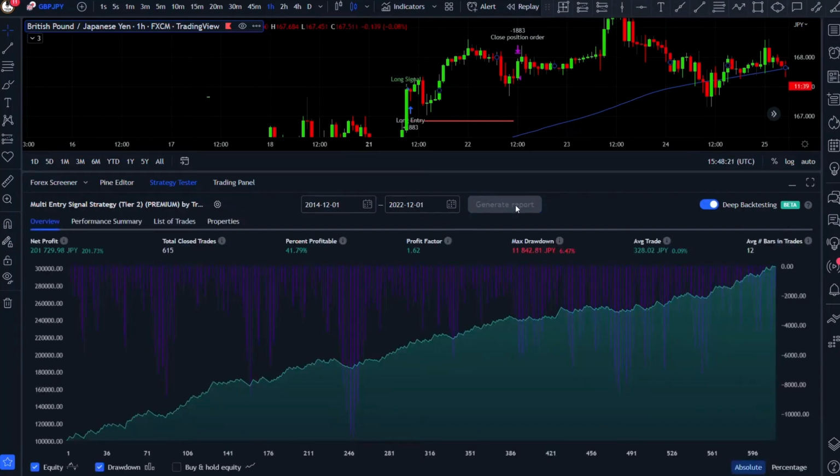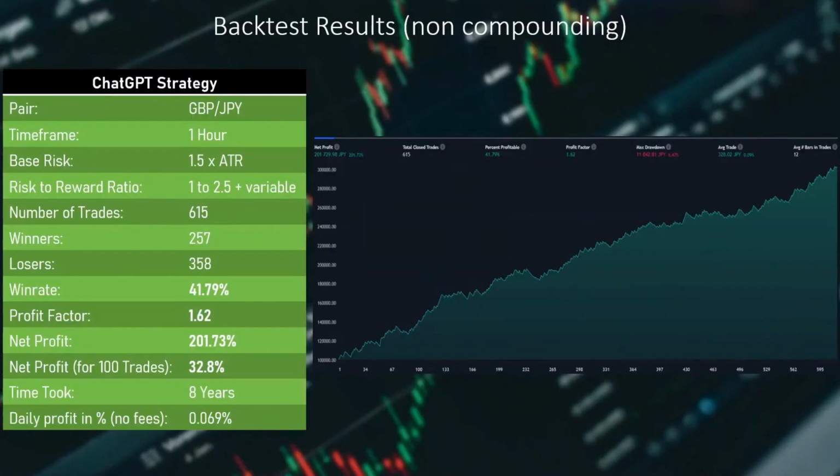And now, let's take a look at the backtest results. After testing the strategy on the GBPJPY 1-hour chart between 2014 and 2021, risking only 1% per trade, the strategy made 200% net profit after just 600 trades. This strategy had a 1.62 profit factor and a maximum drawdown of only 6.47%.